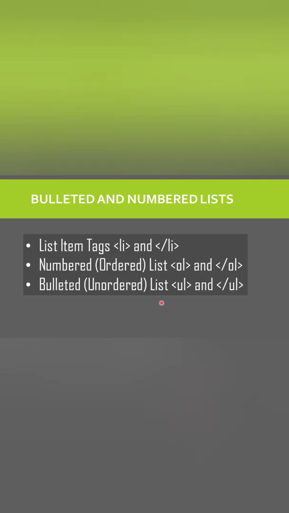Then we learned bulleted and numbered lists. List means a set of items. If you want to list out some items, you can use a bulleted or numbered list. You have to list out all the items that you want to display on your web page. For that, we can use the list item tags, LI, a pair of tags. So for listing out the items, you can use this LI pair of tags.